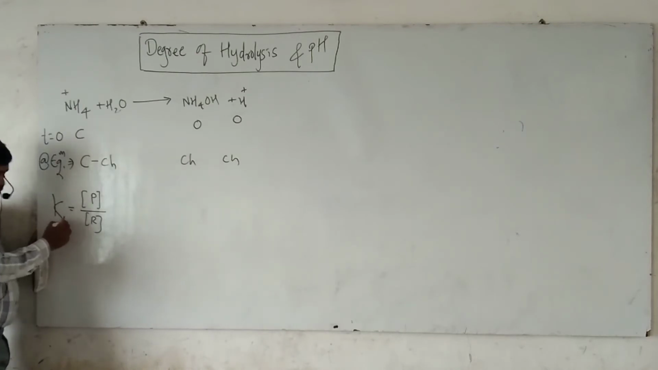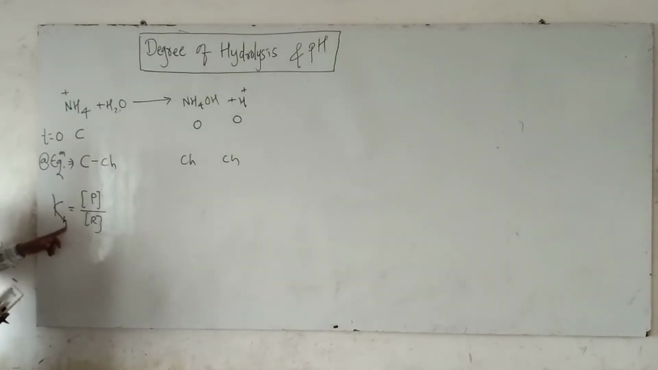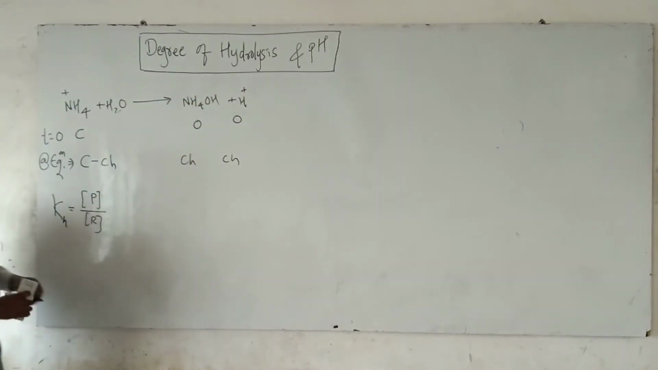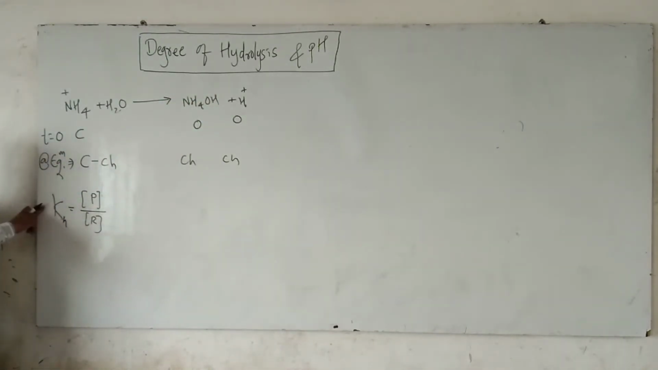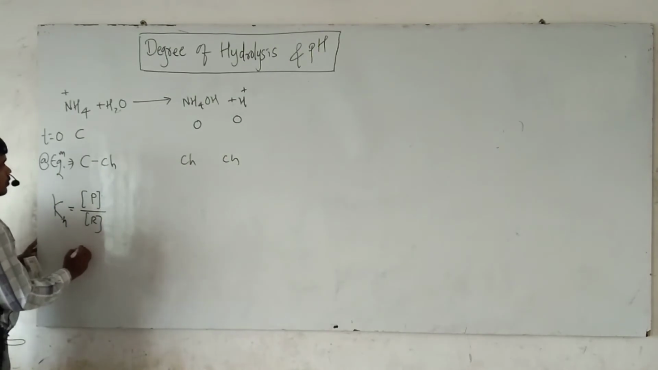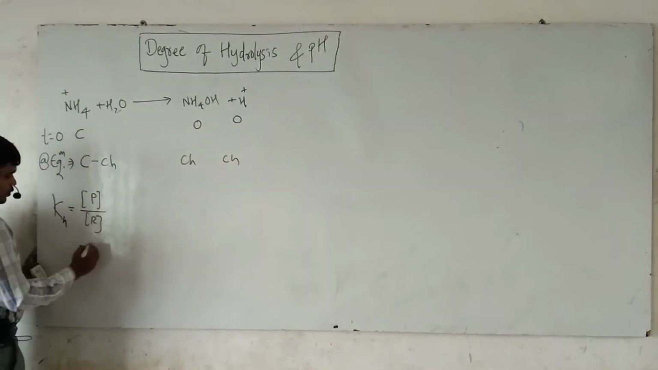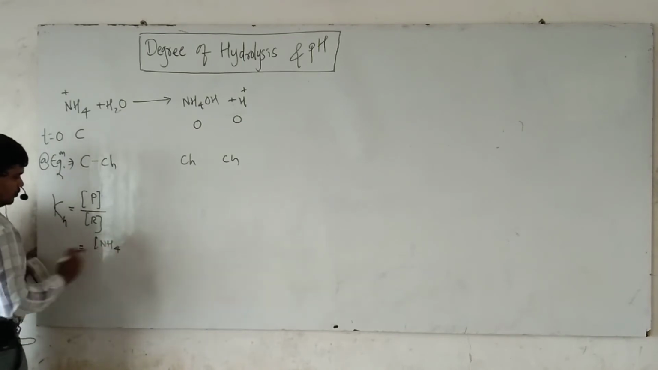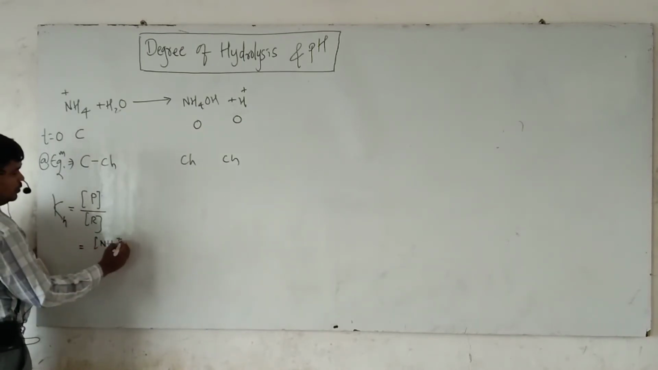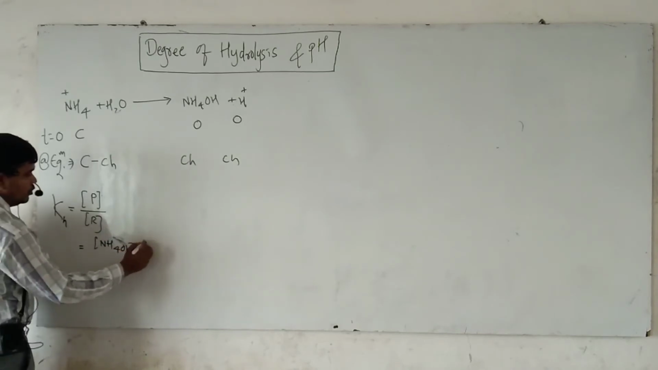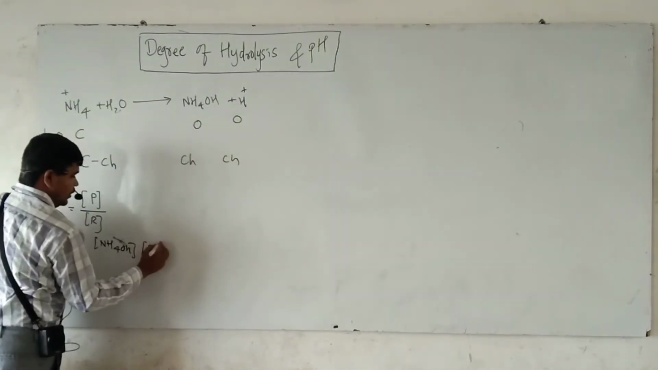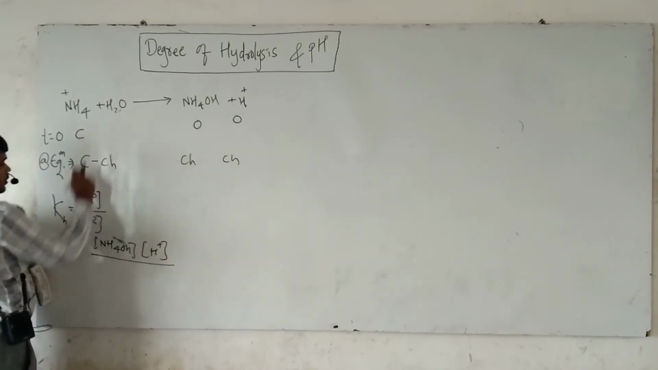Hydrolysis. So it will be KH. Why KH? Constant K, hydrolysis. So the hydrolysis constant K is equal to the concentration of product upon the concentration of reactant. Now what is the concentration of product? Two products are there. So the concentration of NH4OH into the concentration of H plus, upon reactant.